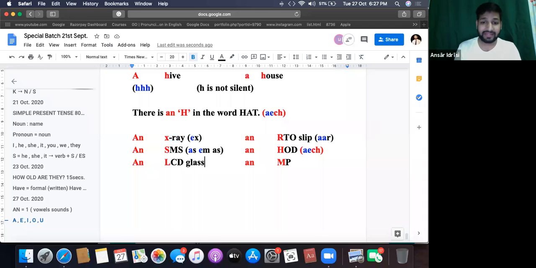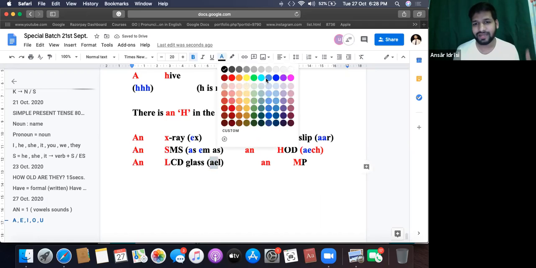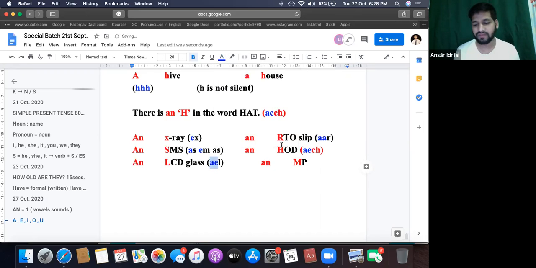Same case: I have an LCD. Do we say "L-C-D"? No, we say "el-C-D". I have an LCD with me. So for L, the sound coming is "el", which is a vowel sound, and for a vowel sound we are going to use "an". Same case: he is an MP. She is an MLA. So an MLA.